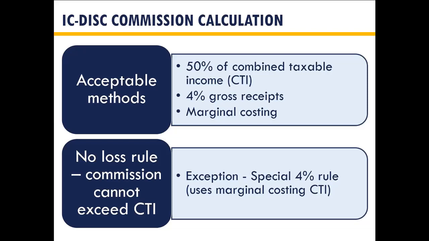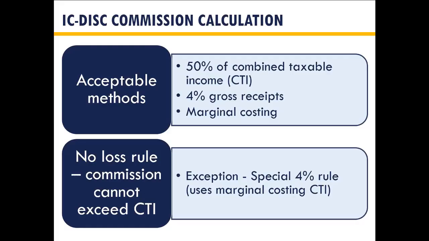So the Treasury regs list some acceptable methods for calculating the commission. One of which is you can take 50% of what's called your combined taxable income. This is like your net export income, and it's abbreviated CTI. The second method, you can take 4% of your gross receipts. So you sell property for $100 for export, you would take 4% of that gross receipt, and that would be your commission. The last item is you can do a marginal costing calculation to determine the commission.